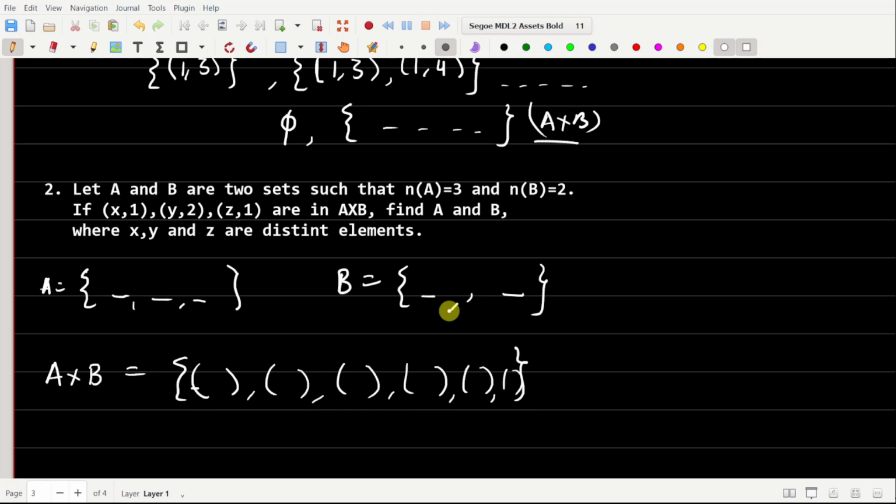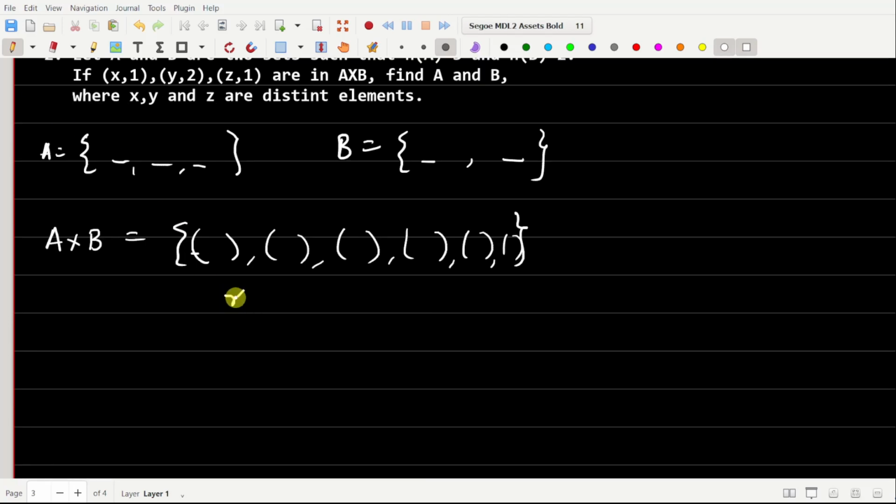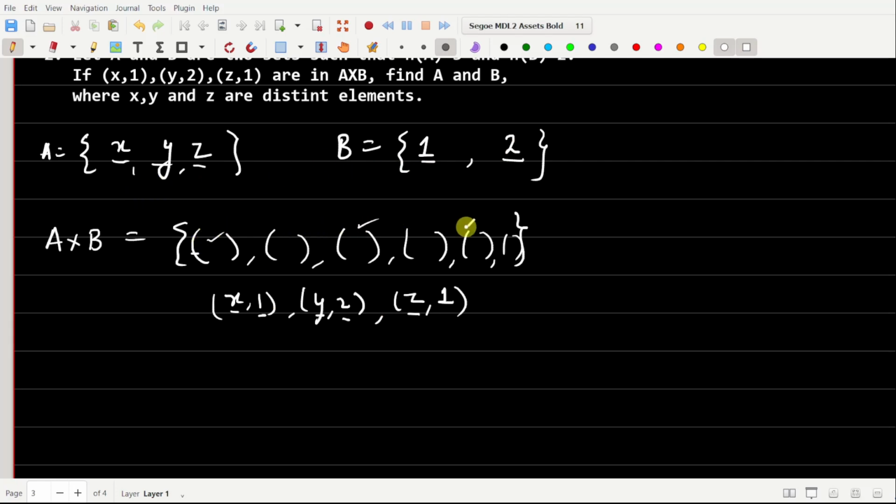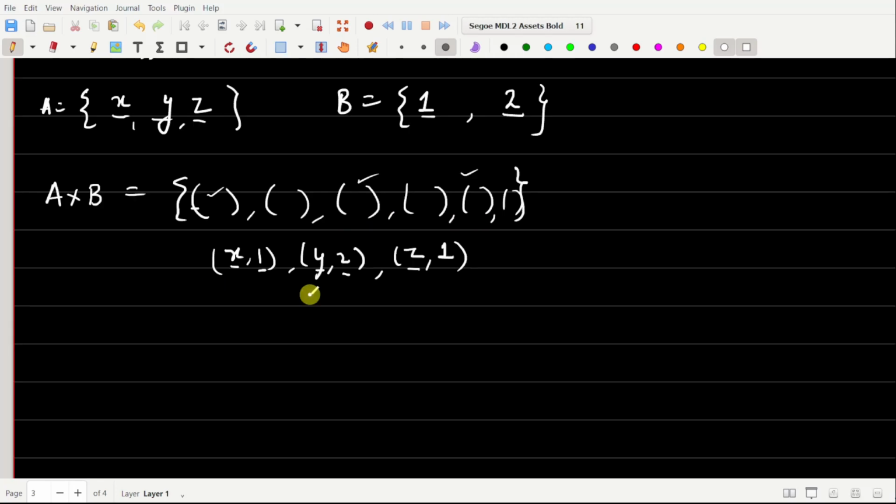Now out of these 6 elements, 3 are given to us. What are those 3? (x,1) is given, (y,2) is given and (z,1) is given, right? So clearly the first element of the ordered pair will be from set A. So we have 3 distinct elements there, x, y, z. The second element will be from B, so clearly 1 and 2 are the 2 distinct elements. So the elements of B will be 1 and 2. And from these sets we can easily find the remaining pairs, right?